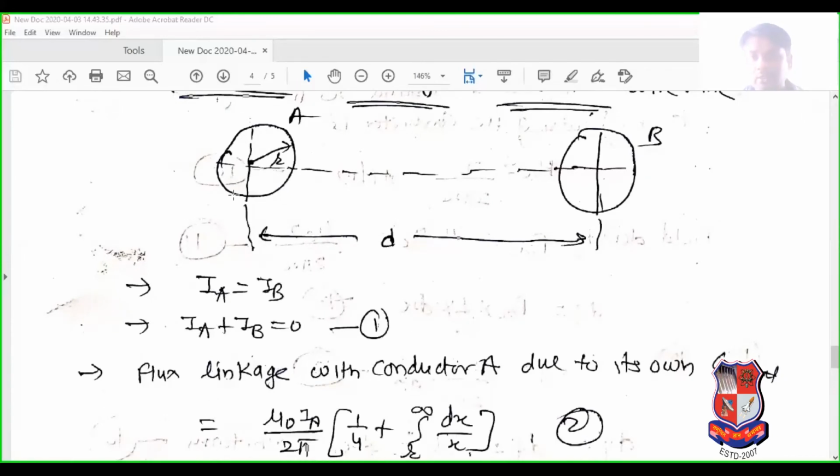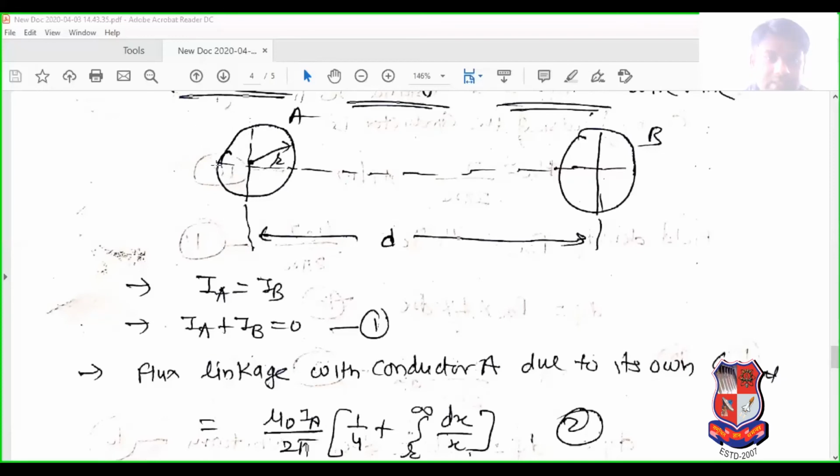Now how will we calculate the inductance when there are two conductors of a single phase? What are the effects of the other conductor, conductor B, on conductor A? In order to find the inductance of conductor A, we shall have to consider the flux linkage with conductor A. There will be a flux linkage with conductor A due to its own current IA, the current flowing in conductor A.